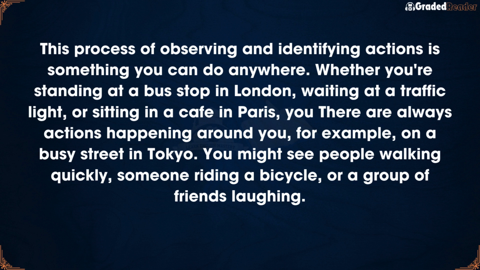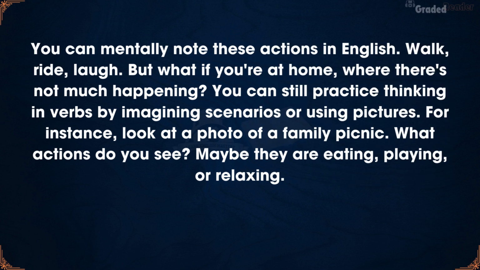For example, on a busy street in Tokyo, you might see people walking quickly, someone riding a bicycle, or a group of friends laughing. You can mentally note these actions in English. Walk, ride, laugh.